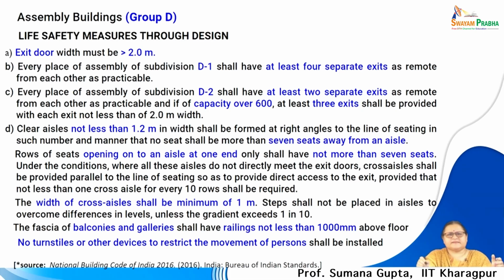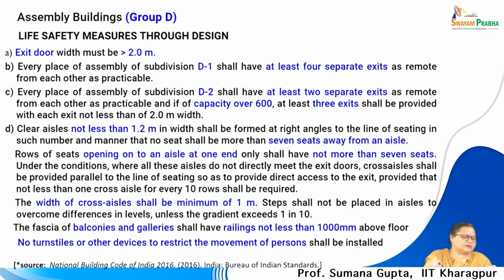Now, under the NBC, assembly building comes under group D, and a series of requirements for the exit door, for the number of exits, for the width of the exit, for the capacity of the hall, for the width of the aisles. Aisles means the passages through which the people will run off, number of seats when it is a fixed seat. All these are mandated within the particular section of assembly buildings under fire safety.